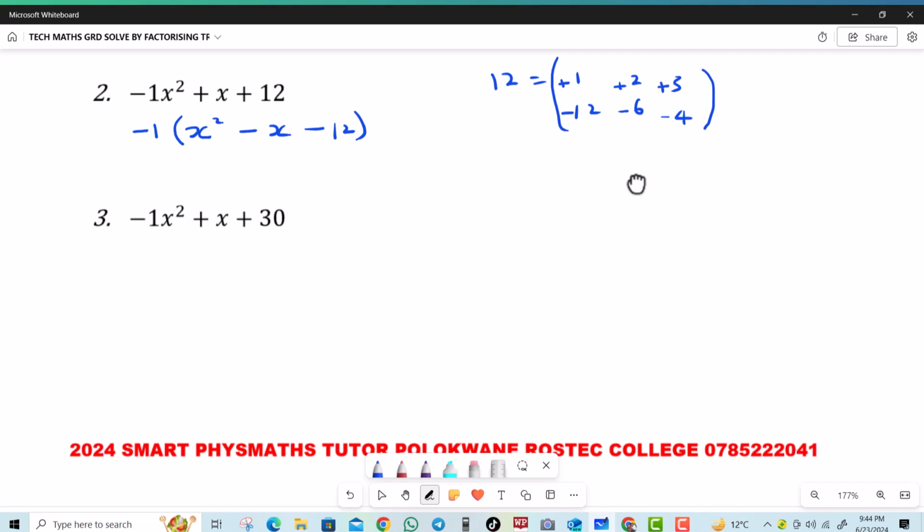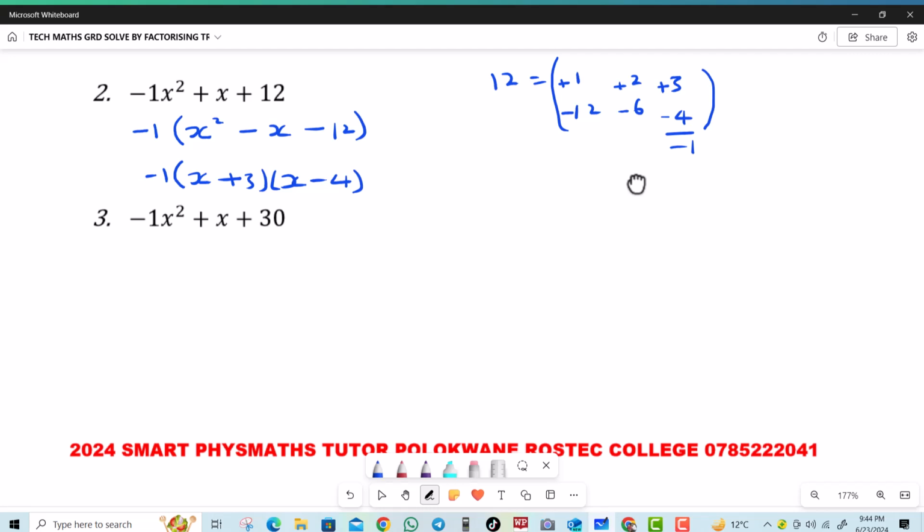Okay, so now when you add this here, 3 plus negative 4, it gives us negative 1, which means what's our correct pair to use? It's going to be plus 3 and minus 4. So I'm going to say here, I'm going to have my brackets again. I'm going to say x, the 3 is plus 3, okay, plus 3 into x minus 4, okay. Don't forget our negative 1 here, so that's how we get our factors here.